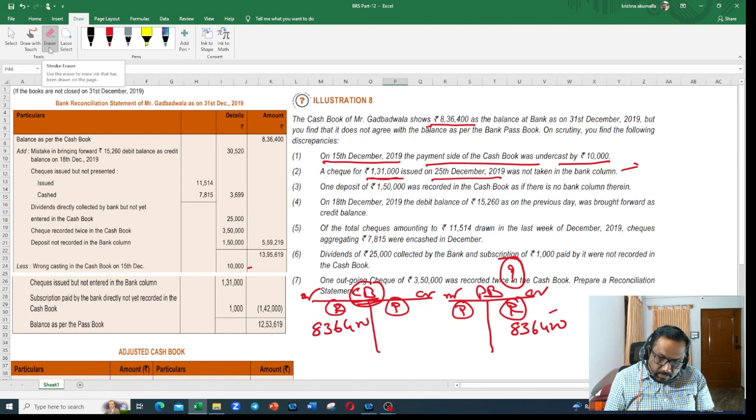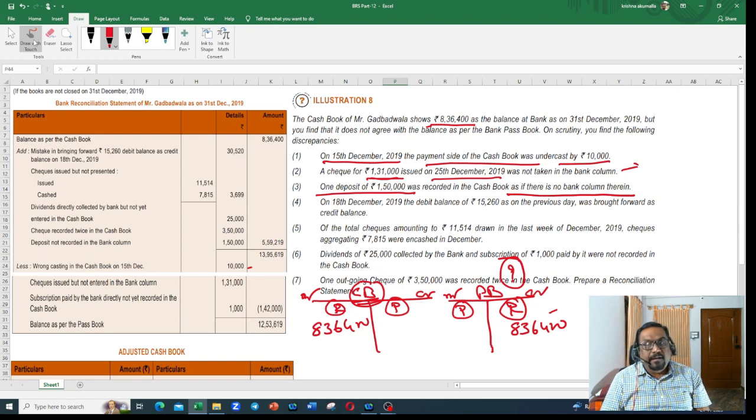Next, let us move on to the next point. Remove this and go back to the same old balance. Next, one deposit of 1,50,000 was recorded in the cash book as if there is no bank column therein. That means it is also not recorded in the bank column. So 1,50,000 I deposited. When I deposit, I have to record it on the receipt side of the cash book. What do you mean by the receipt side of the cash book here? The receipt side of the cash book is nothing but the 3-columnar cash book, bank column.